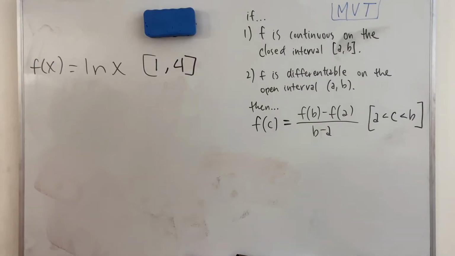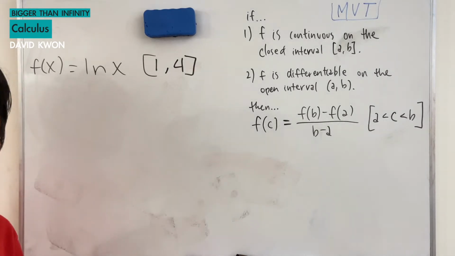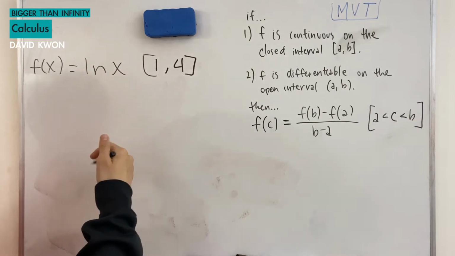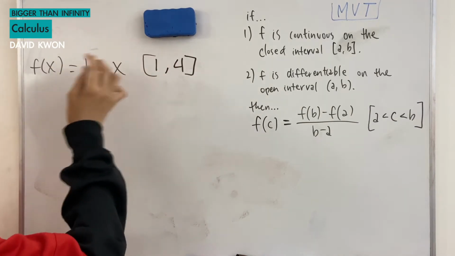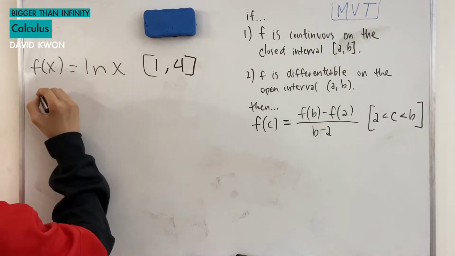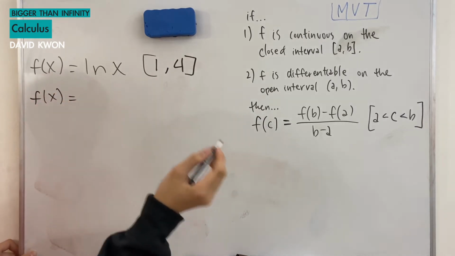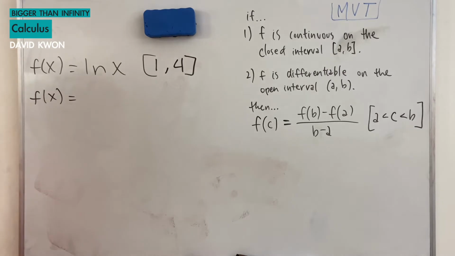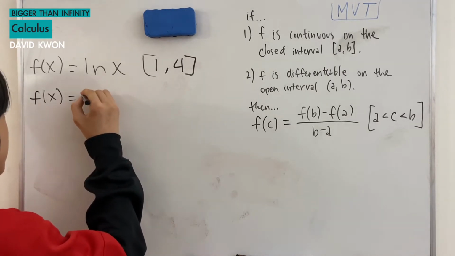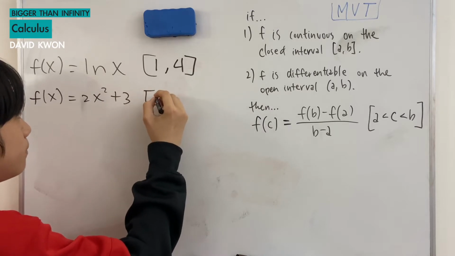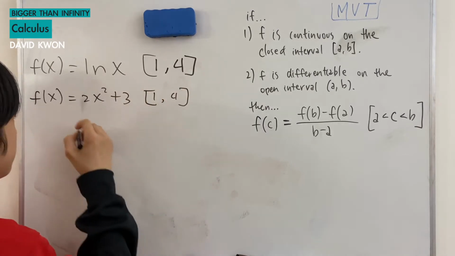What the mean value theorem does is basically solve for the slope of any function over an interval. This is our actual problem and we will solve it later. From now on, I will solve the mean value theorem for another function. For example, 2x squared plus 3, and let's keep the same interval.